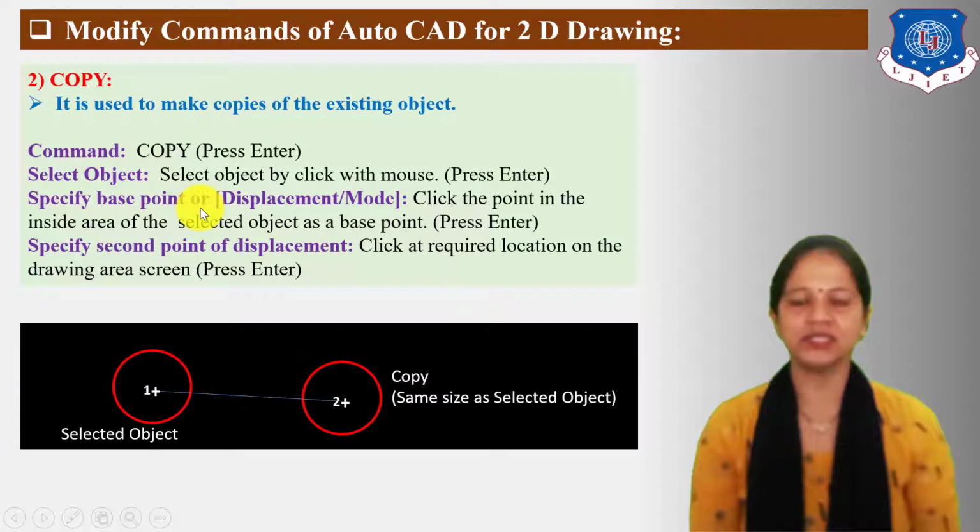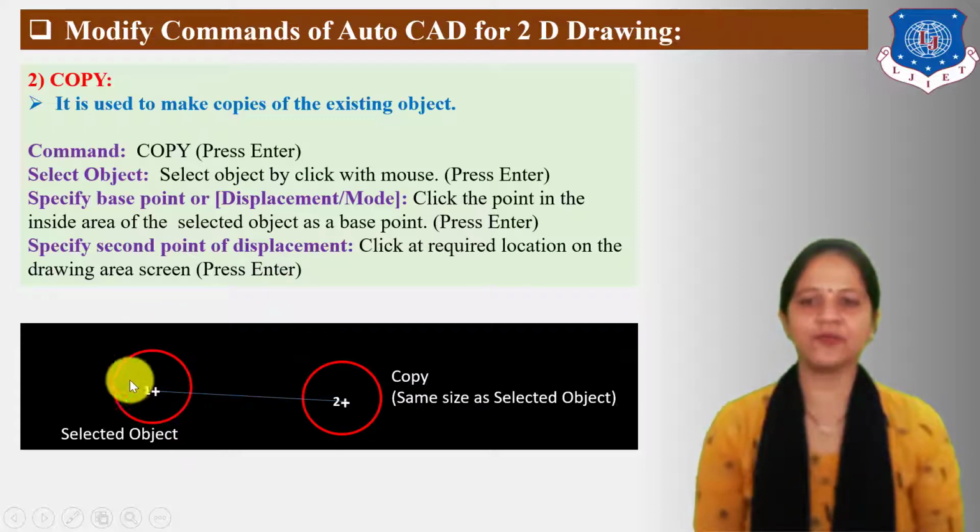Specify base point or displacement or mode. Click a point inside the area of the selected object as the base point, then press enter. The next statement displayed in the command area is specify second point of displacement. Click at the required location on the drawing area screen, then press enter.